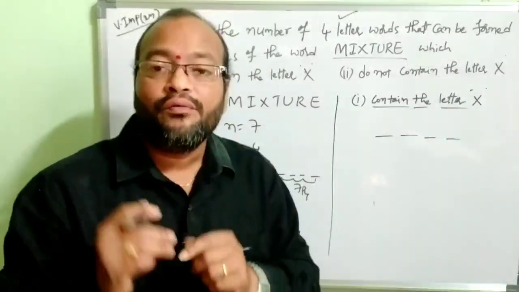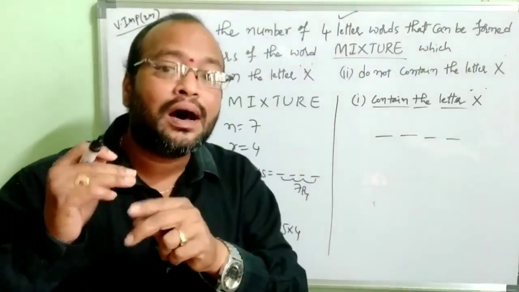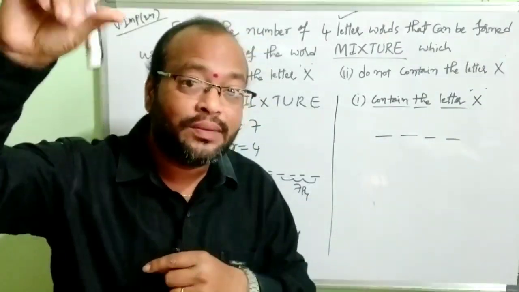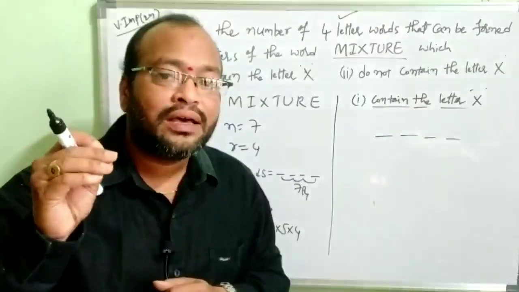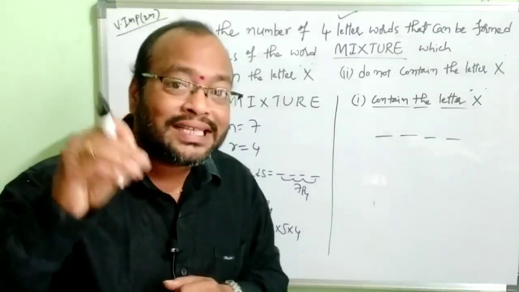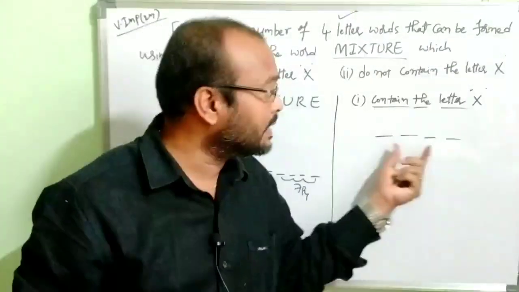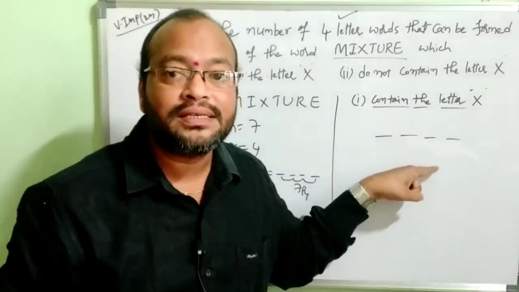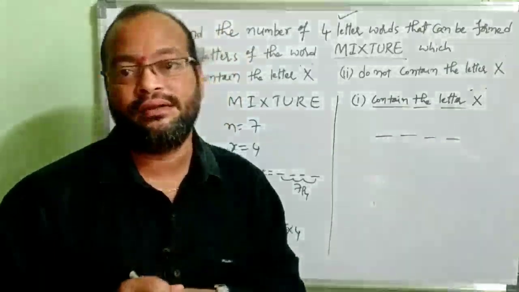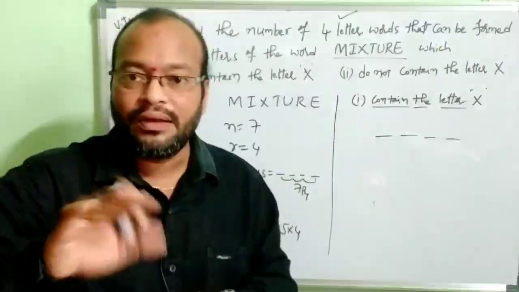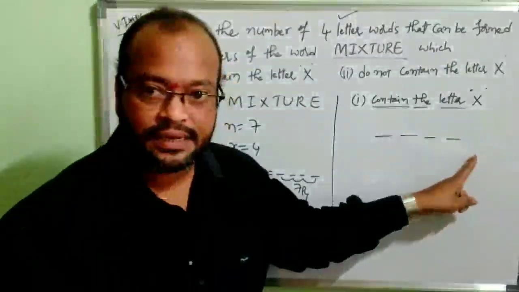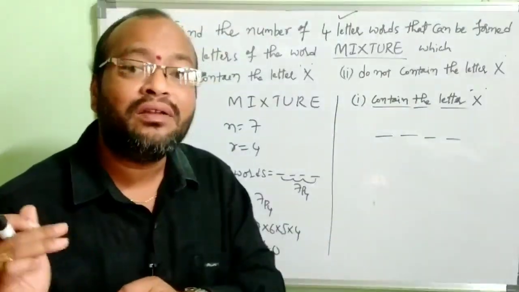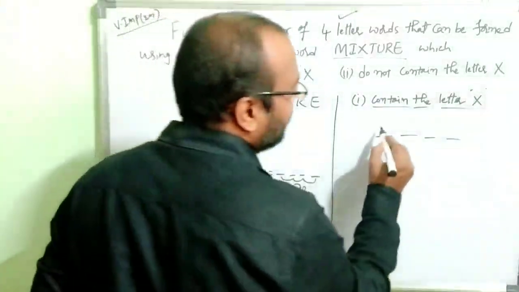Remember, whenever the number of members is more than the number of blank places, we take that number of persons as N. Whenever we are filling fewer members in a larger number of boxes, here only 1 letter is there, the blank places dominate, so the blank places will become N. According to the situation that will change. Now 4 blank places are there, 1 letter is there. How many ways can we fill up? 4P1 ways.